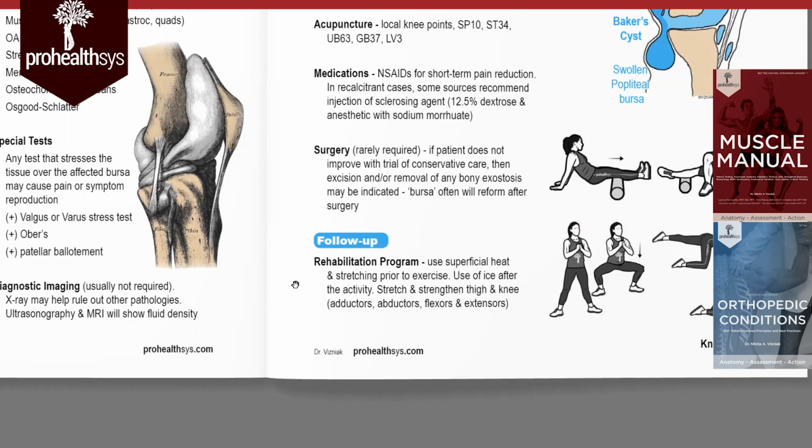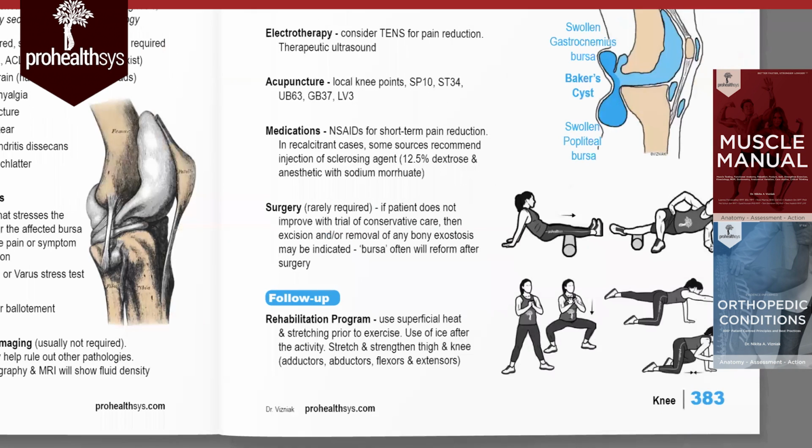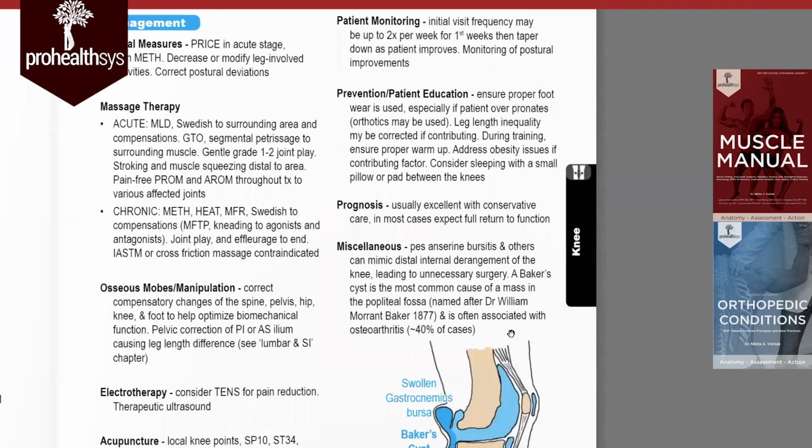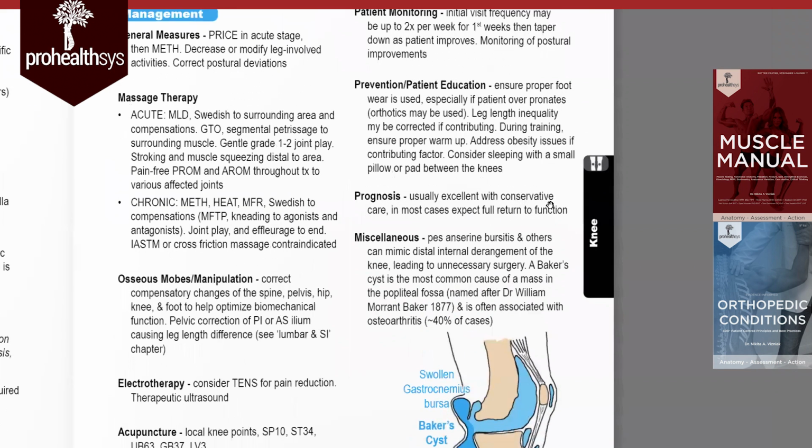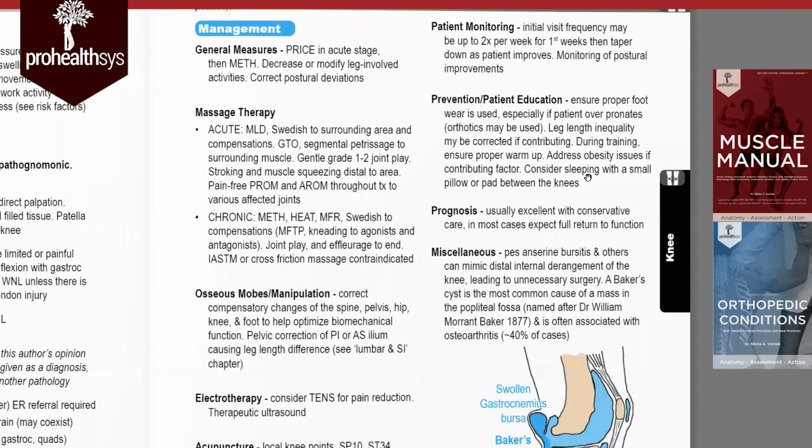Ice after exercise, possibly. I do this on a case-by-case basis for individual clients and patients. Stretch and strengthen the knee. You are not going to go wrong with stretching and strengthening of the knee. Patient monitoring: initially, during the acute stages, you might see them a little bit more frequently just to make sure that you haven't missed something or that other pathologic signs don't show up for another pathology.